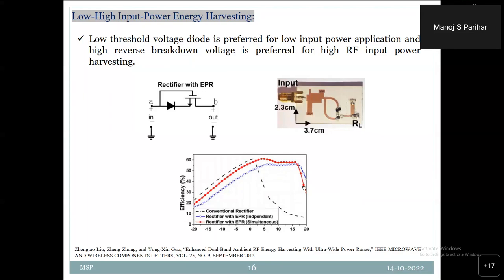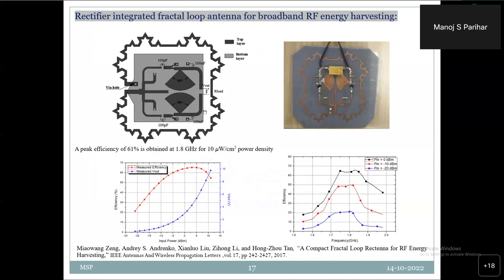Some authors have proposed a fractal kind of loop antenna to harvest energy in a broad range of frequency. You can harvest the energy at a particular frequency, or if you want more RF energy or more DC power, you can harvest energy from multiple RF sources in a discrete manner or in a continuous manner. If you are doing it in a continuous manner, you can have the concept of broadband or wideband energy harvesting circuits. Here, this matching network is a wideband matching network, and this fractal provides a multi-band or wideband response.